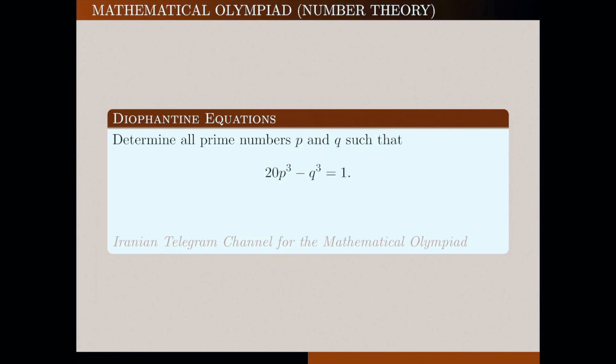Hello, in this video we are going to solve the following problem from the Mathematical Olympiad, number theory, Diophantine equations. Determine all prime numbers p and q such that 20p^3 - q^3 = 1. Pause the video at this point and give it a try. If you find the problem hard, on the next slide I will provide you with a hint. If you don't want to see the hint, please pause the video now.